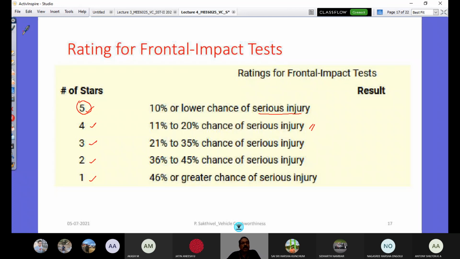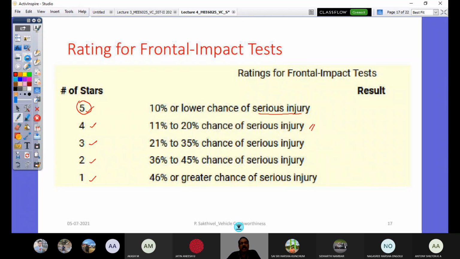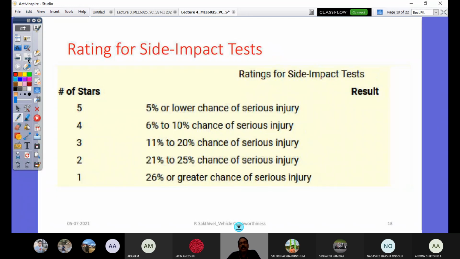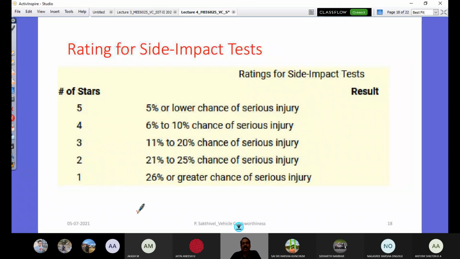Then we will discuss a few more slides. Rating for the side impact test: if you look here, for the side impact test, 26% is the upper limit. For 5 stars it has become very stringent. A 5-star rating requires the chance of serious injury to be lower than 5%, right?